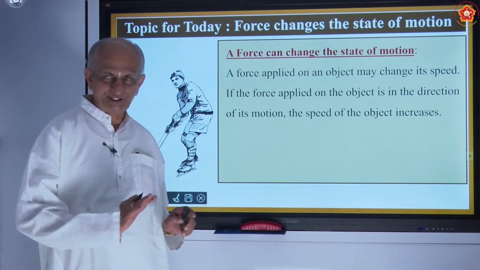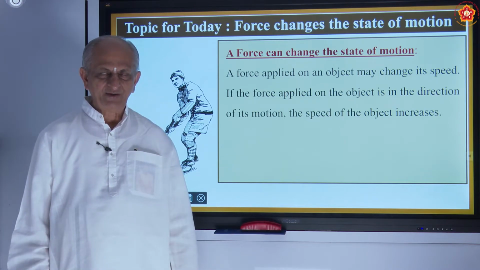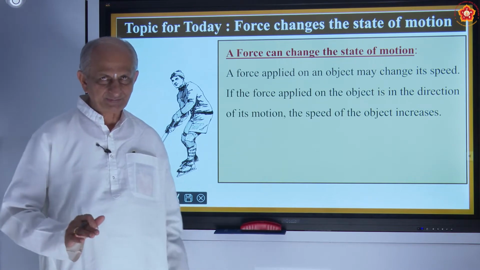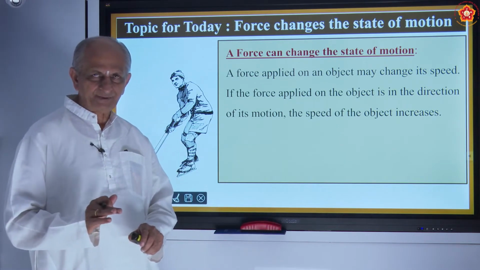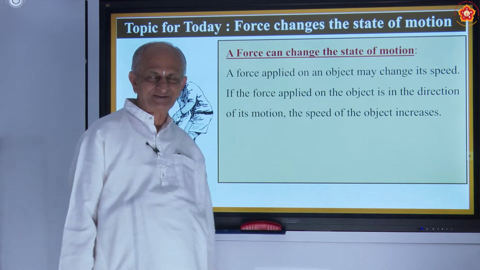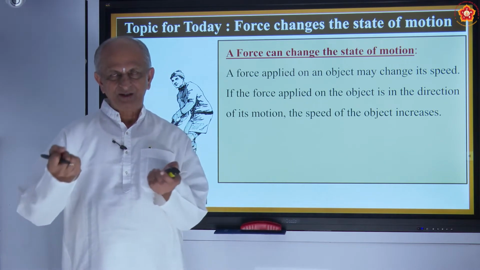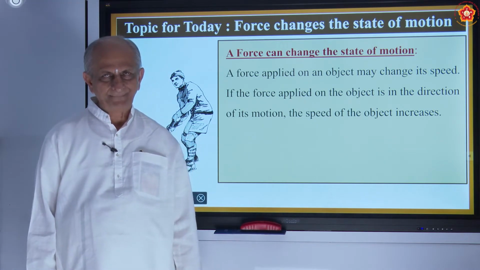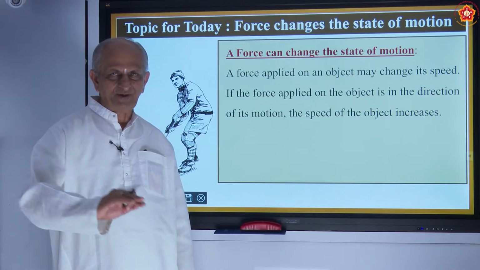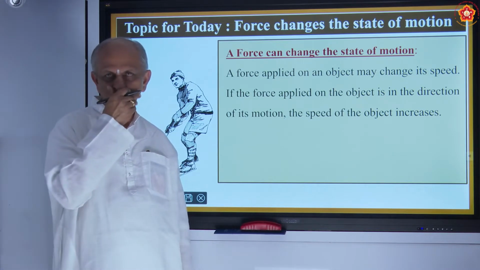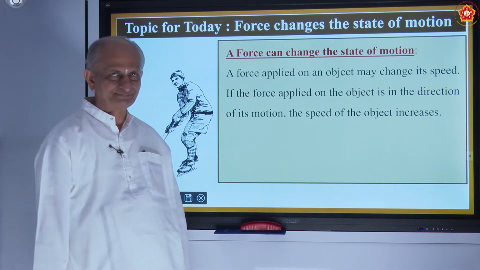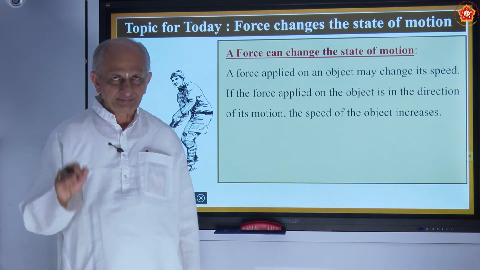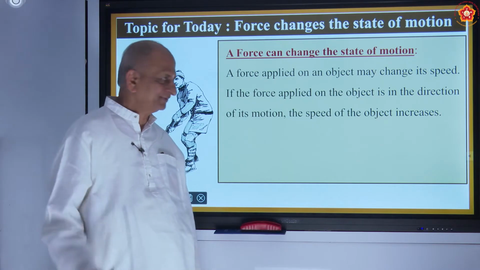Suppose one boy is pushing a table. Instead of one boy, if a second one joins, the speed increases. If a third comes in, speed still increases. Even when you are riding a car or a jeep, it goes at, say, 40 kilometers. Now you come to the highway. What does the driver do? He will apply the accelerator. The accelerator is pushed, the speed will increase.